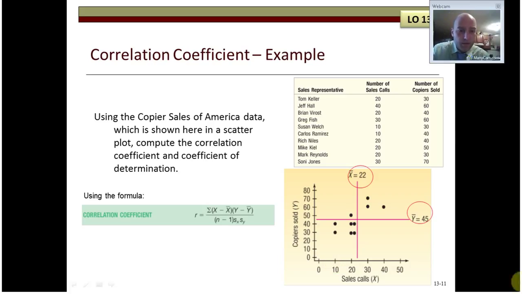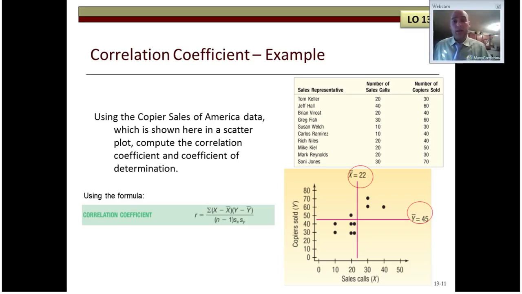There's one person here who's got below average sales calls, but happens to have slightly above average copiers sold. But notice how close that is to the origin. One sales call here or there, one sale here or there, suddenly that person is on the other side of the axis. If we wanted to calculate that correlation coefficient, I showed you a formula earlier.